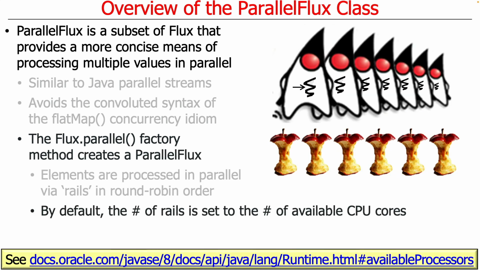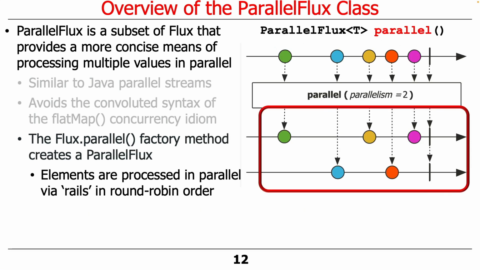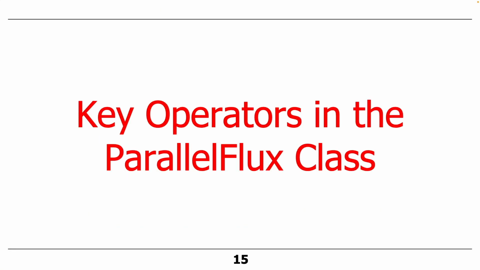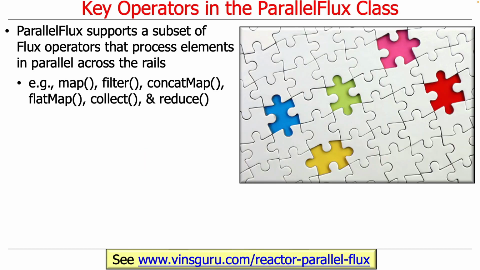By default, the number of rails is set to be the number of available CPU cores, which is what you'd pretty much expect. And you can change this setting programmatically by passing in a parallelism count that's either greater or less than the number of cores. But it's usually not a bad idea just to stick with the one that comes out of the box. So let's talk a little bit about the key operators that are found in the parallel flux class.